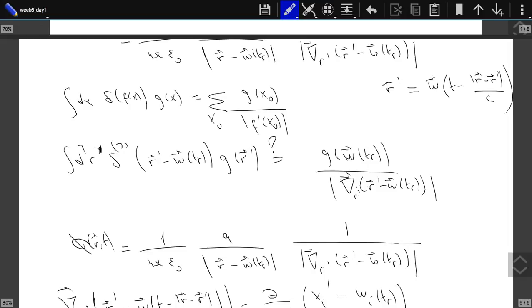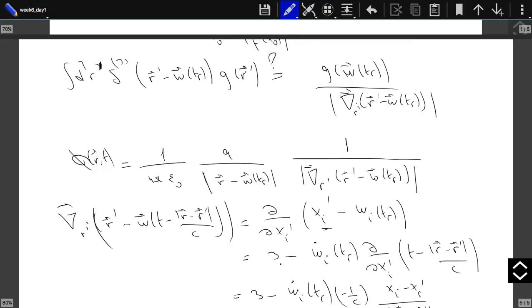Is this true? Is this the generalization of the one-dimensional case to the three-dimensional case? As your friend points out, that 3 is due to this term over here. No, that's the divergence.